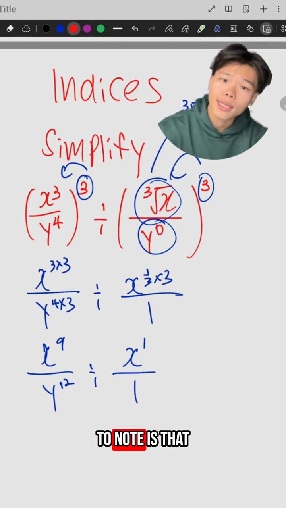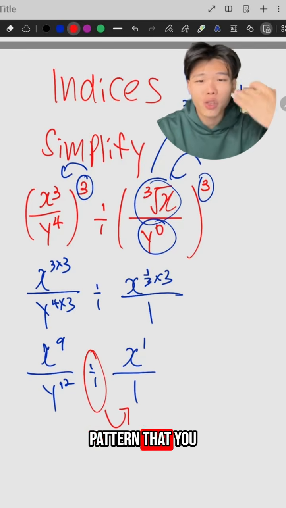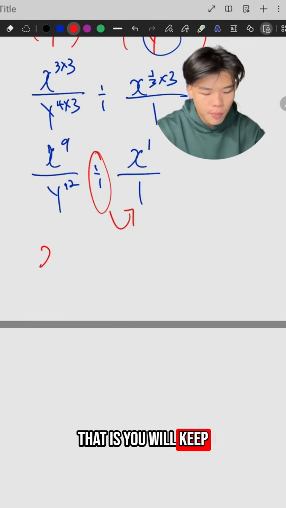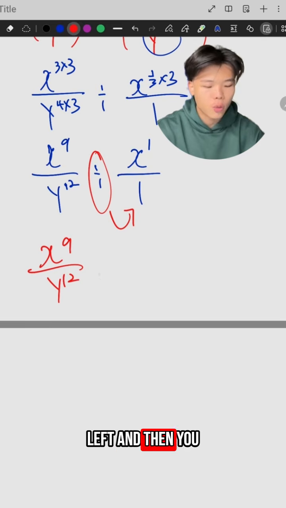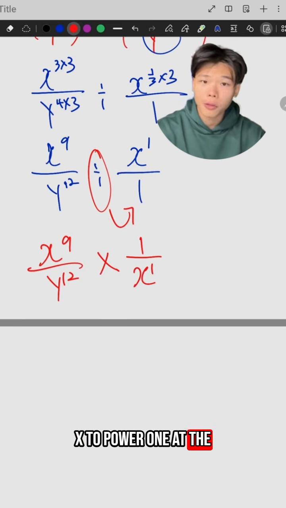Now the next thing to note is that over here we have a divide fraction. So when you have a divide fraction, the pattern that you need to remember is that you will always keep, change, flip. And what I mean by that is you will keep the fraction on the left, and then you will change this to a times, and then you'll flip. So now you have x to the power 1 at the bottom over here.